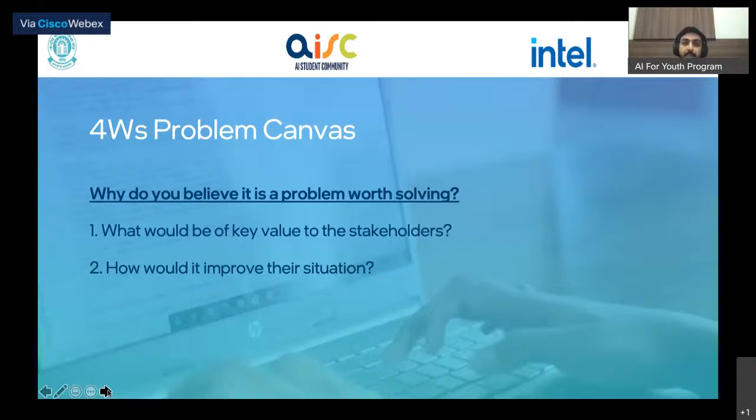And if they use this particular solution, let's say they go to a website, they put in the inputs and they get the predicted prices, that would improve their situation so that they can purchase the vegetables at the right price that they want and at the right time of the year that they're looking for. So this helps to solve their problem and improves the situation. So that is why it is worth solving this problem, because you have found out that key value to the stakeholders which will improve their situation. So I hope with the vegetable price problem, you understood how to go ahead with these 4Ws problem canvas, right?